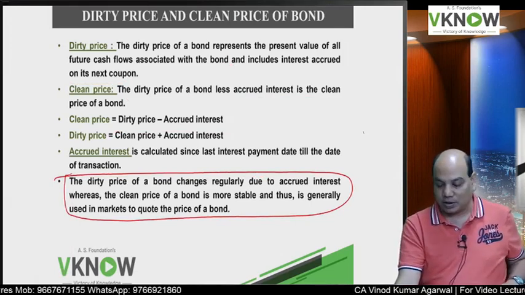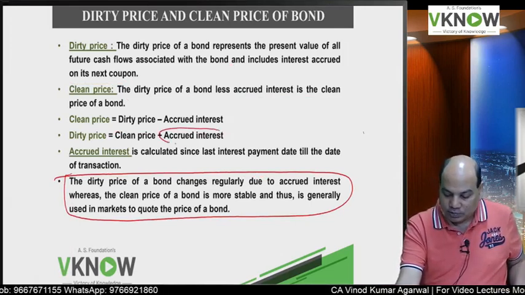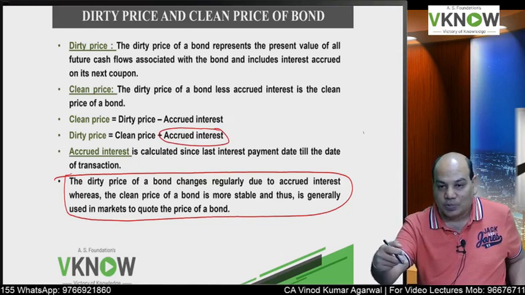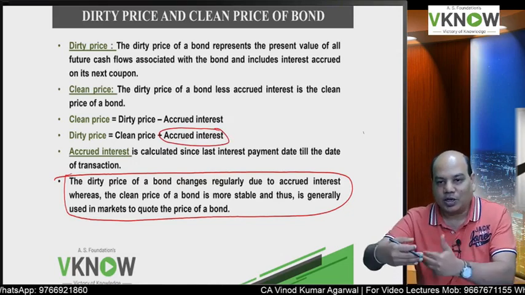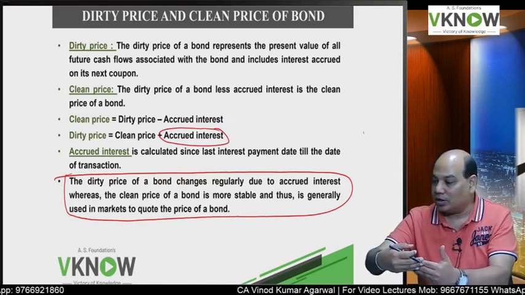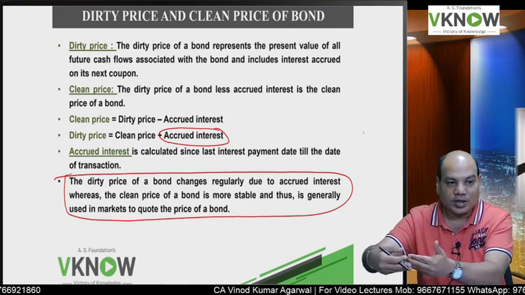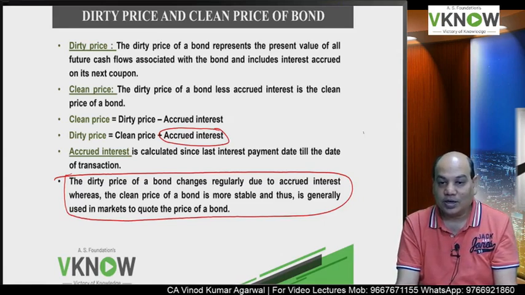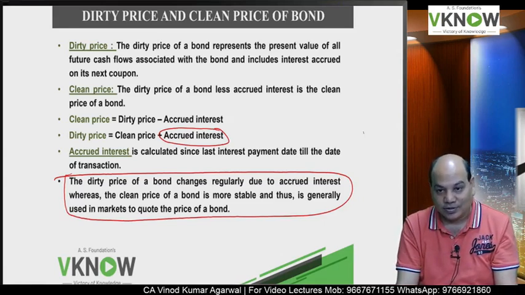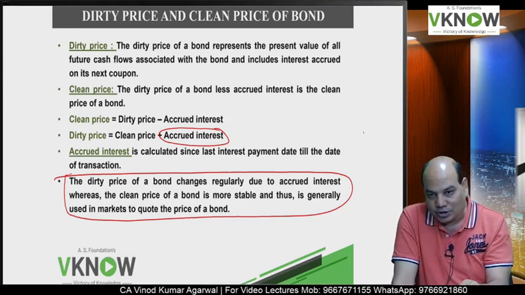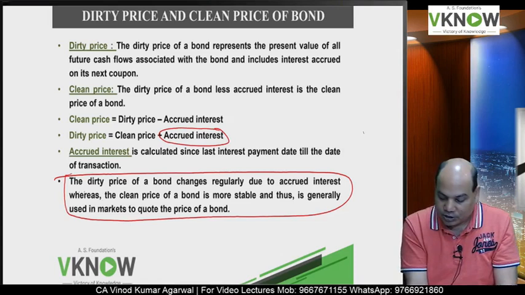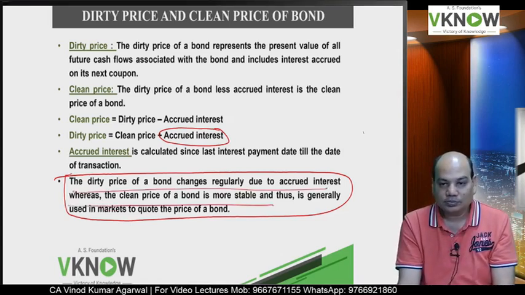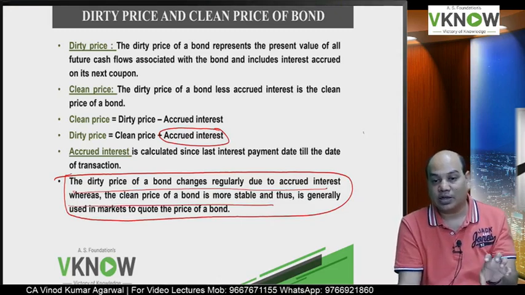Now one interesting fact, not required for the exam: why is dirty price called dirty price? You see the formula, dirty price is clean price plus accrued interest. Accrued interest will keep on changing every day. Every day interest will keep on increasing. So if every day interest keeps on increasing, the dirty price will keep on changing every day. Clean price can remain constant for some time. Is it right? But dirty price will change. Therefore, in the market, there are two ways bonds are quoted in the marketplace.